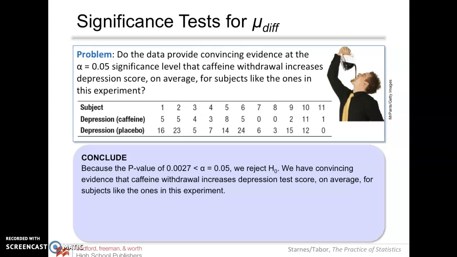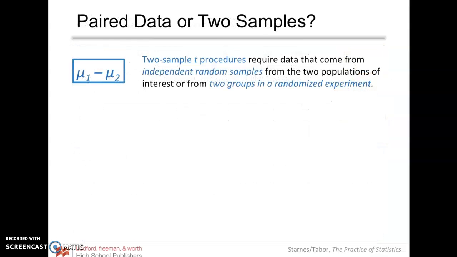So we're able to say, because the p-value is smaller than the alpha, we reject the null hypothesis. We have convincing evidence that caffeine withdrawal increases depression test score on average for subjects like the ones in the experiment. So how do we know whether we're doing paired data or a two-sample t-test?